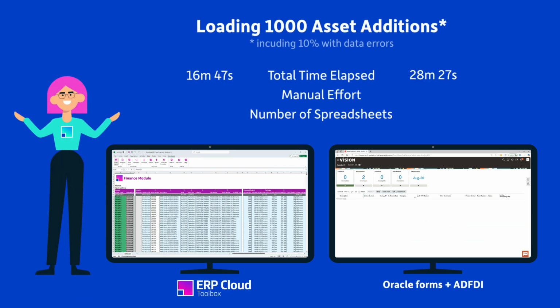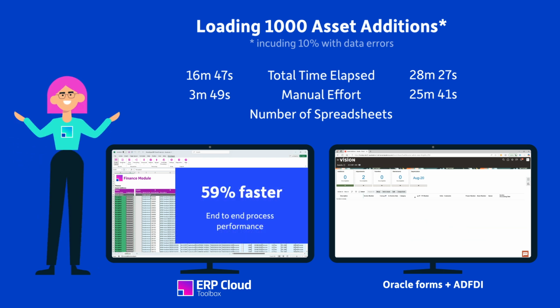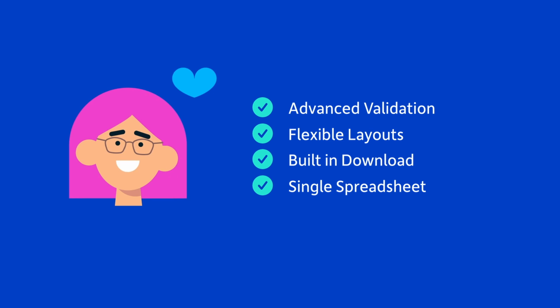So let's check out Excella's results. ADFdi took significantly longer and she was busy the whole time with manual tasks. In the More4apps tool she had far less to do, less than 4 minutes of manual intervention compared to more than 25.5. That's a huge difference. And she was able to manage it all in one worksheet versus 6 on the ADFdi side. Plus she also gets great added features like advanced in-sheet validation, flexible layouts, and built-in download capabilities.